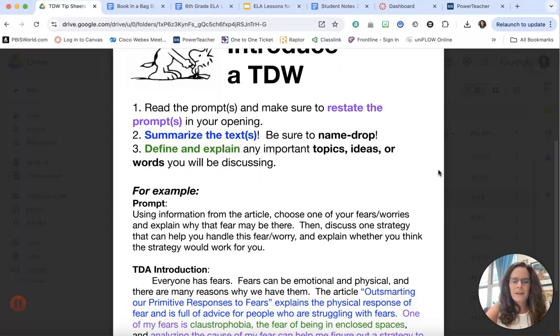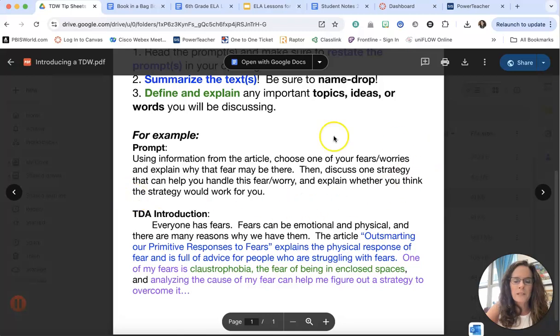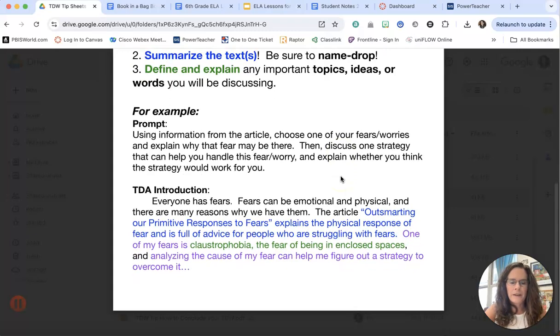For example, there is an article that we have called Outsmarting Our Primitive Responses to Fears. And if I had read that article and I was getting ready to write my introduction, I go back and look at my prompt. My prompt tells me, using information from the article, choose one of your fears or worries and explain why that might be there. Then discuss a strategy that can help me handle this fear or worry and explain whether you think the strategy would work. So here's how I introduced, before I even got into the discussing and talking about my fears, here's how I introduced that topic.